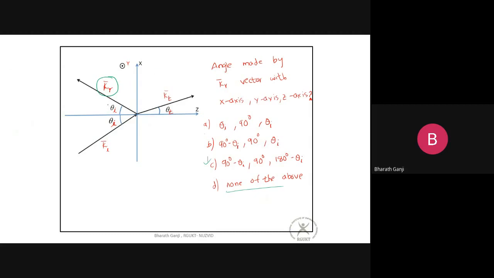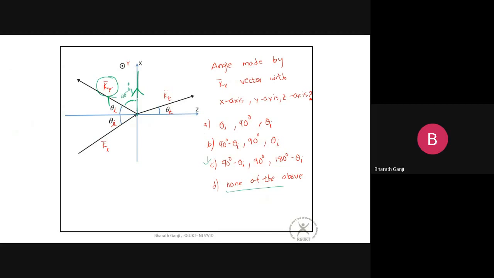So what is the angle with the x-axis? That is what I was asking. You can see the vector is actually going out like this. When you consider the x-axis, you have to consider this one. You should not consider this one as your x-axis, because at this point both vectors are coming inward, while this one is going outward. But if you consider this as your x-axis, you can see both vectors are going out, and this angle will be nothing but 90 minus theta I.